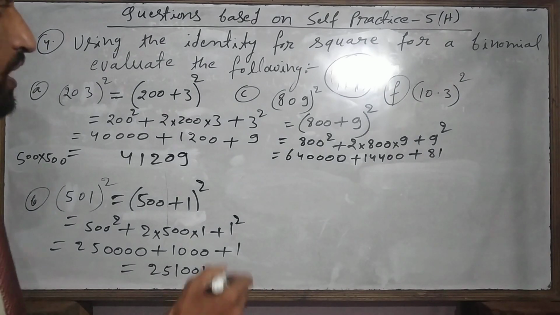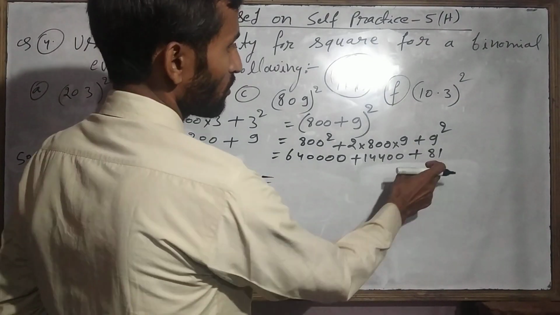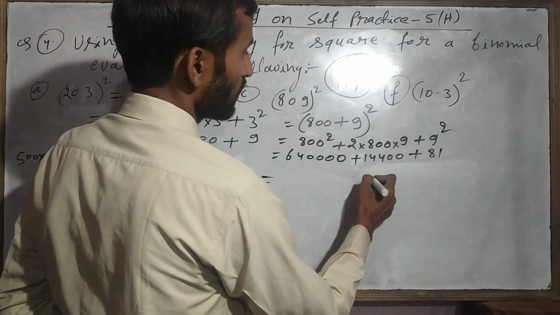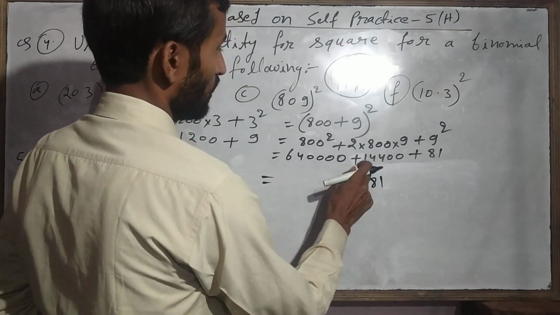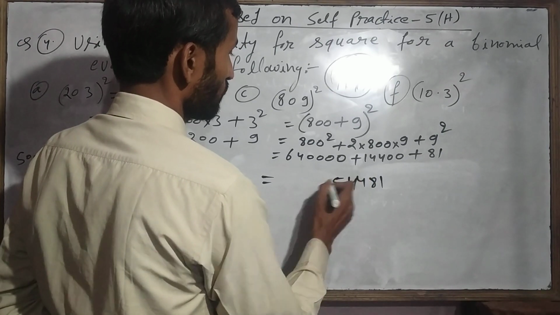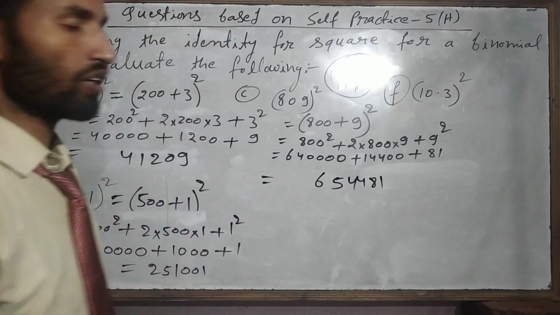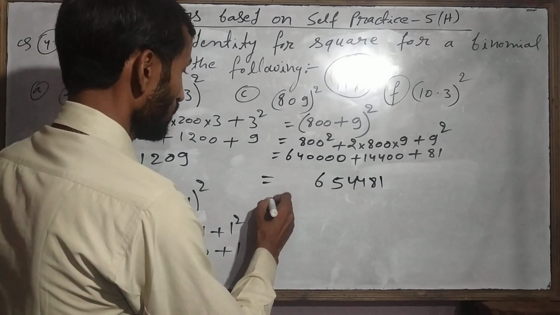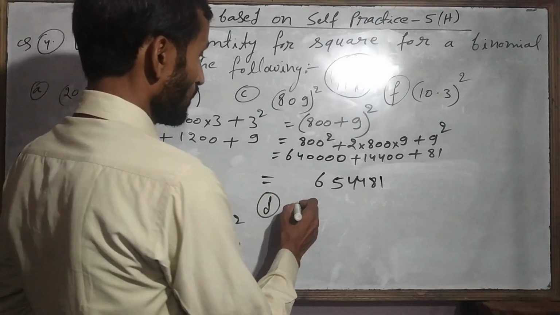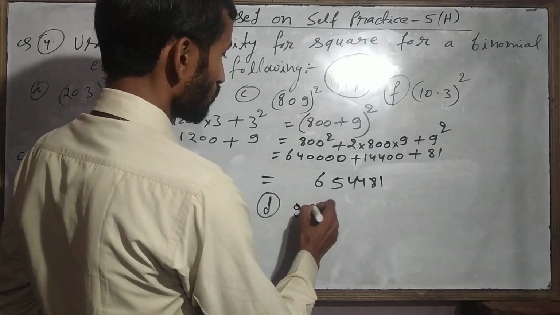Now we will solve here. So 64, just we will add all the numbers, 1 8 4 4 and 4 plus 1 5 6. This is the final answer. Okay, means 6,54,481.